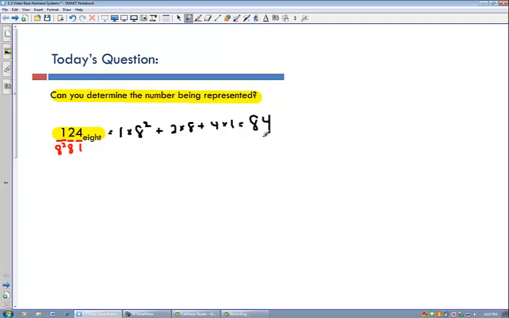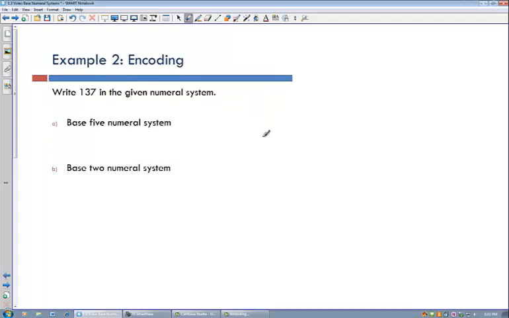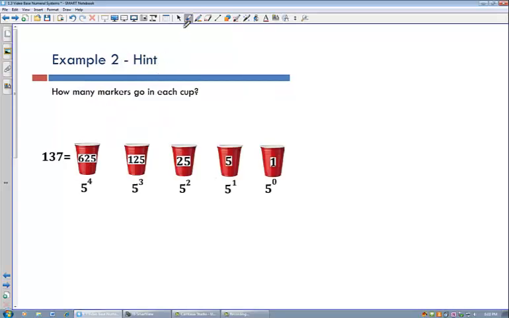The next type of problem is encoding. I give it to you in base 10, and you have to write it in a different numeral system. So here we have 137, and we want to write this in the given numeral system. How do we write this in base 5? The idea is to use these cups. Here's the hint. We imagine we have these cups: a 1's cup, a 5's cup, a 5 squared cup, a 5 cubed cup, and a 5 to the 4th cup. We put things into the cups, and that's going to represent 137.